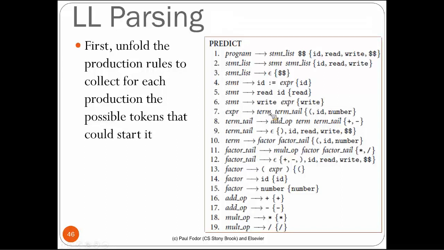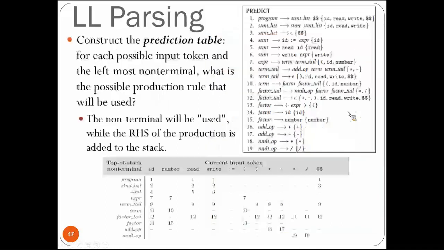An expression must start with a term, but a term starts with a factor, and the factor could start with open parentheses, ID, or a number. So for now we can go to the expression rule and say that an expression can start with anything that a term can start with, which is open parentheses, ID, and number. So what are these useful for? They are useful for the next step, constructing a prediction table.